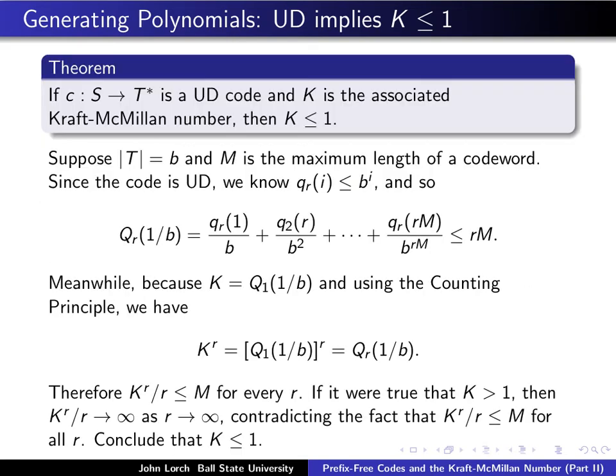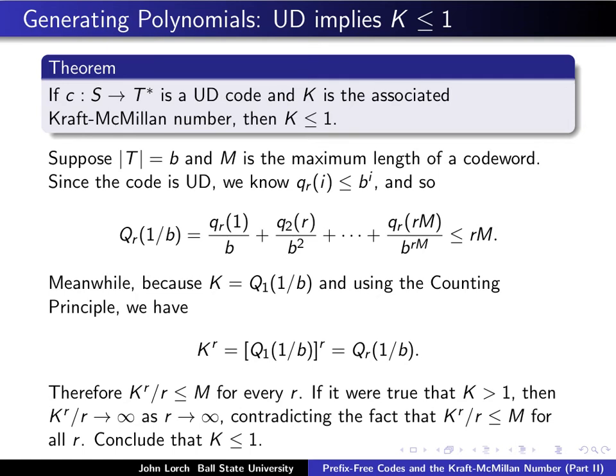So we're now going to use these parameters q sub r of i and the associated generating polynomials to prove something fairly important. We're going to show that if we have a uniquely decodable code, then its Kraft-McMillan number must be less than or equal to 1. To prove the theorem, we start by assuming that the size of the code alphabet is equal to b, and that m is the maximum length of a code word.